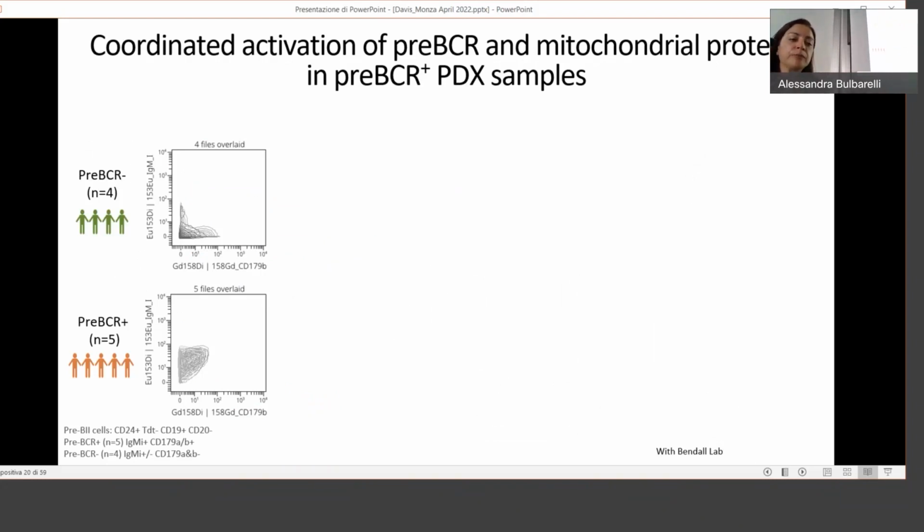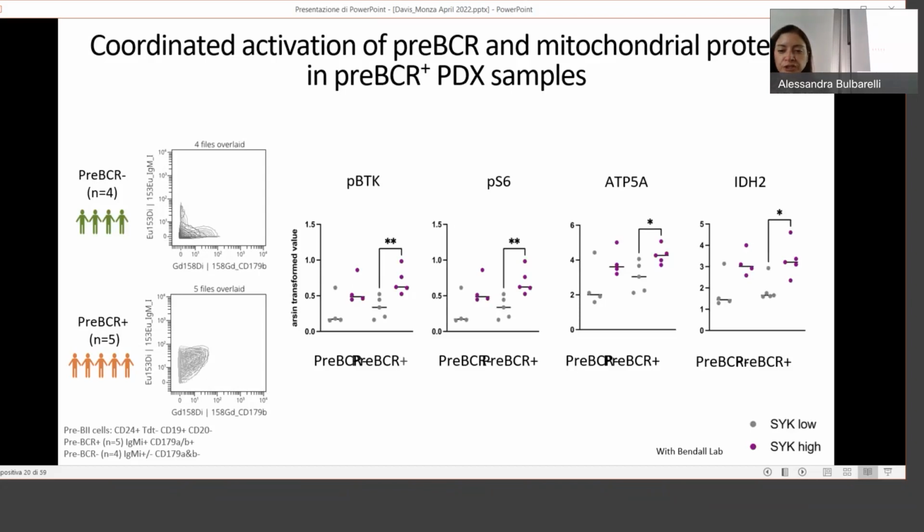So she went to some expanded samples from PDX. So these are primary cells that were expanded in mice. And she categorized them based on their pre-BCR status on flow cytometry. So pre-BCR negative patients, 4 here, and pre-BCR positive patients, 5 here, where we can see they actually express IgM and 179B, which is part of the surrogate light chain, and looked at their expression. And I'm sorry, this is like a Mac to PC thing, but the labels overlap.